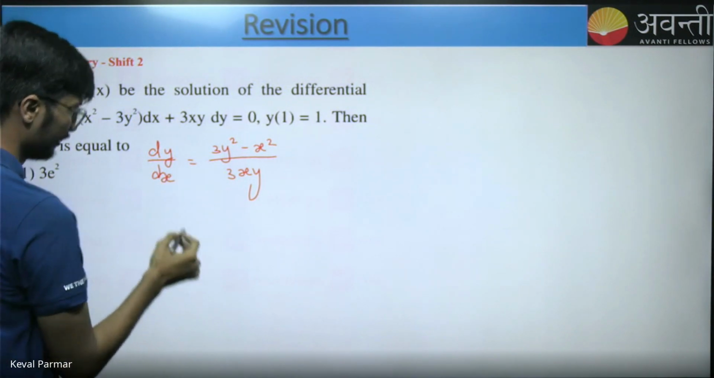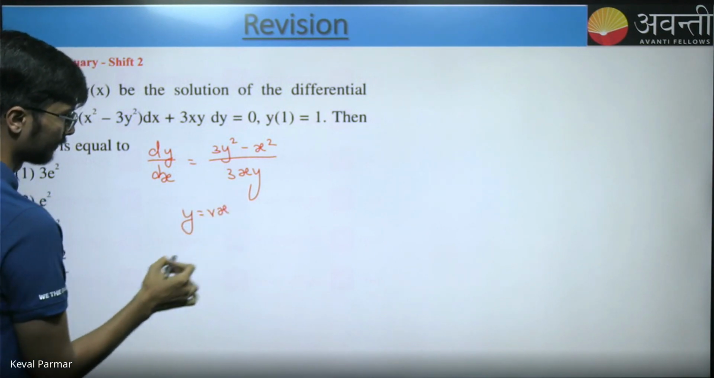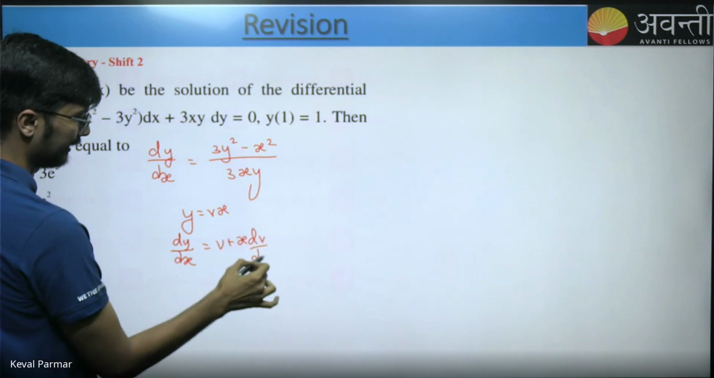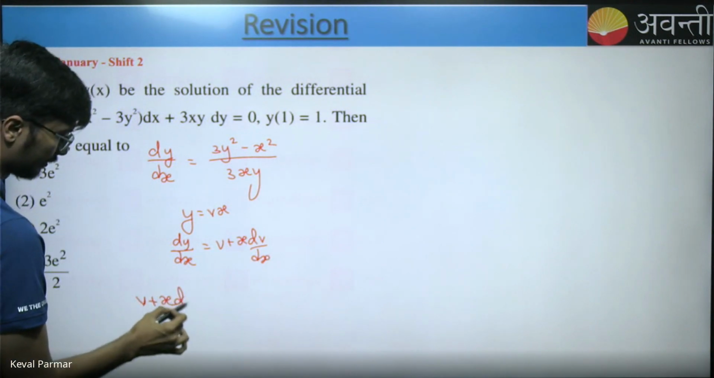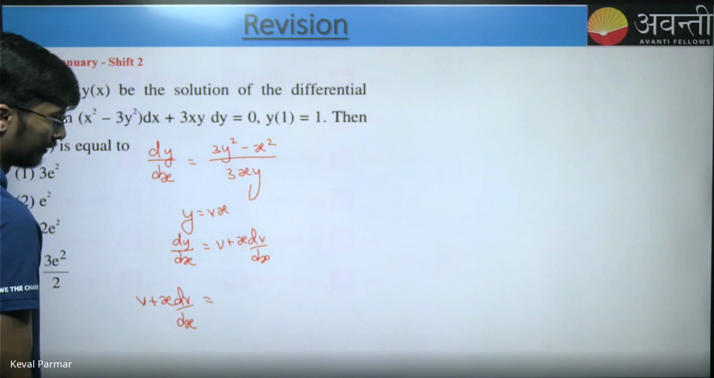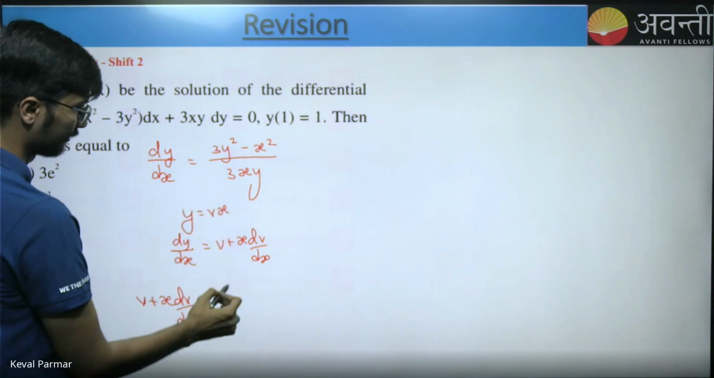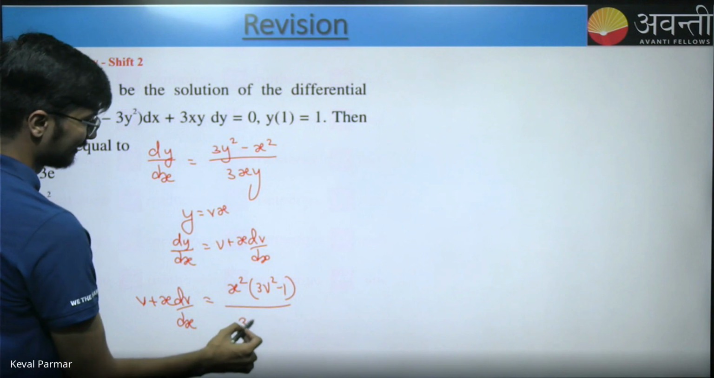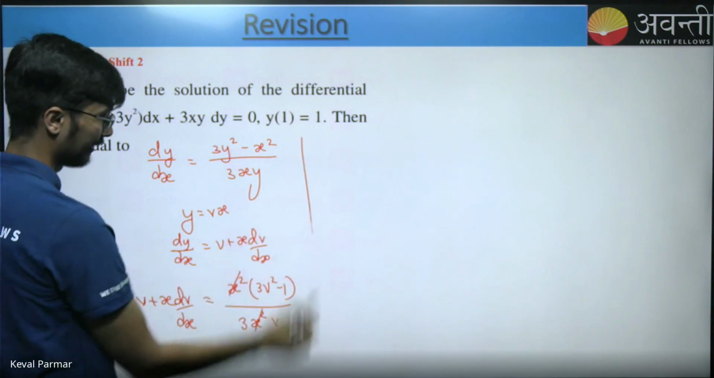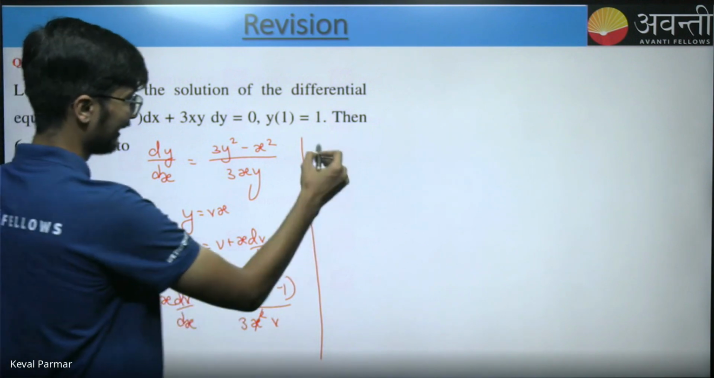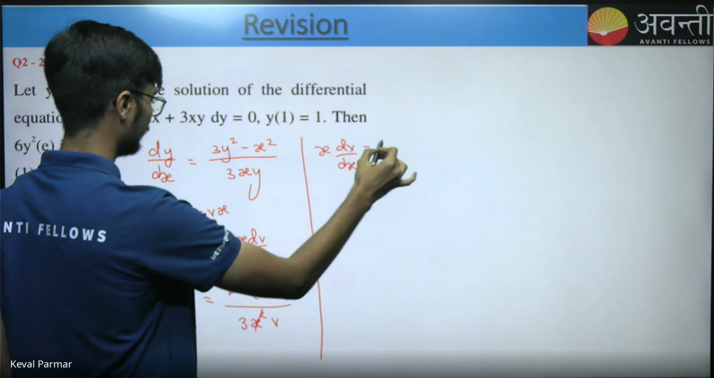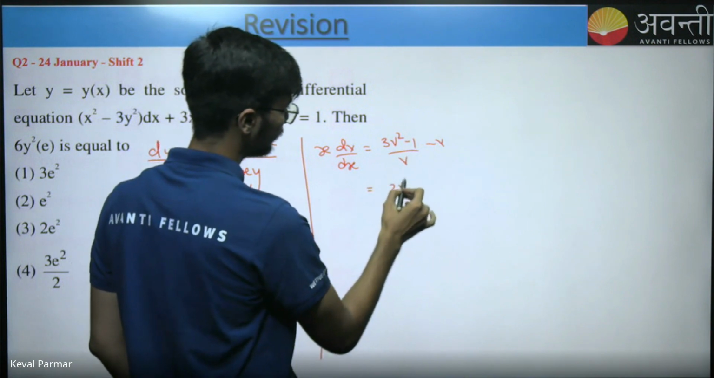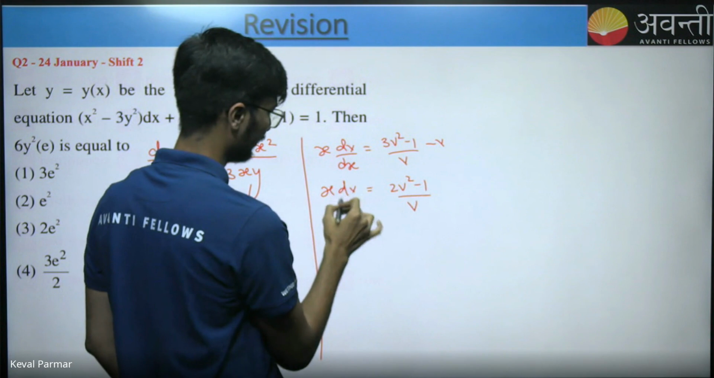So here we put y equals to vx. So we'll get dy by dx equals to v plus x dv by dx. We'll get v plus x dv over dx is equal to, with y equals to vx, v square x plus x square, 3v square minus 1 upon 3x square v. X square will get cancelled. So we'll get x dv over dx is equal to 3v square minus 1 upon v minus v, which is equal to 2v square minus 1 upon v.